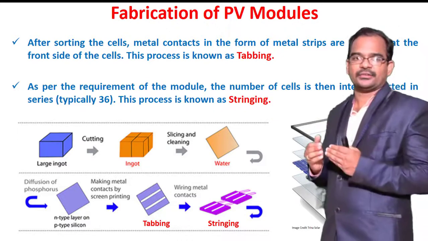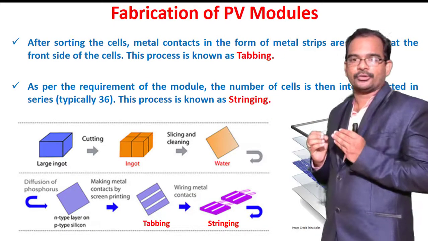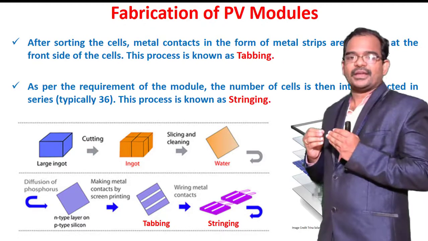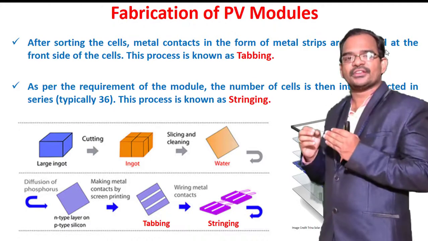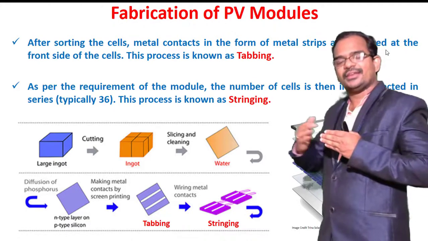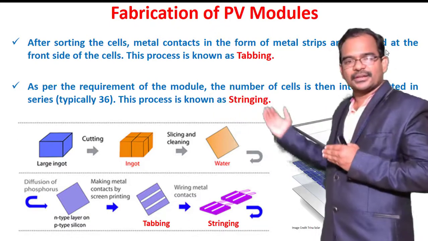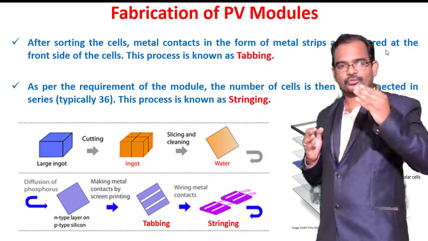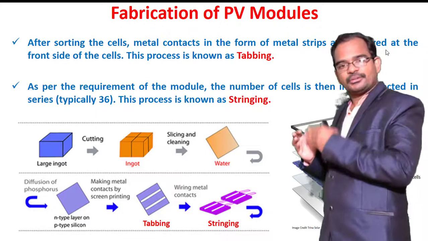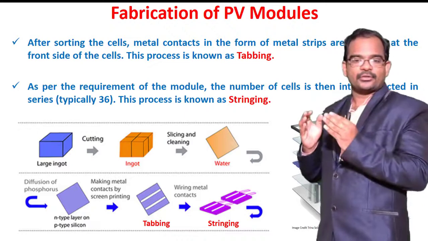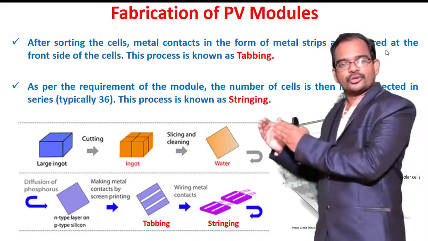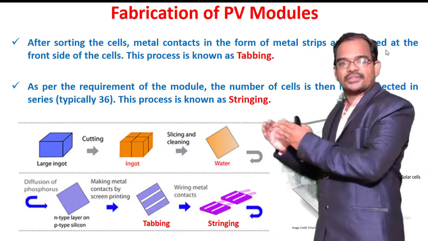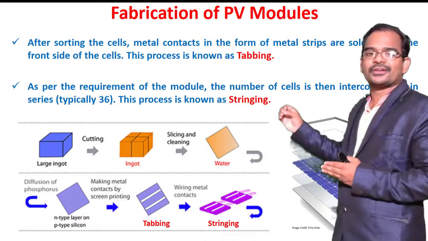Now after tabbing is done, as per the requirement of the module, the number of cells is then interconnected in series, and this process is called stringing. Stringing is nothing but connecting each and every cell in series. So how will you connect it? Cell number 1 has positive and negative terminals, and cell number 2 has positive and negative terminals. The negative terminal of the first cell is connected to the positive terminal of the second cell, and the negative terminal of the second cell is connected to the positive terminal of the third cell, and so on. This process is called stringing.